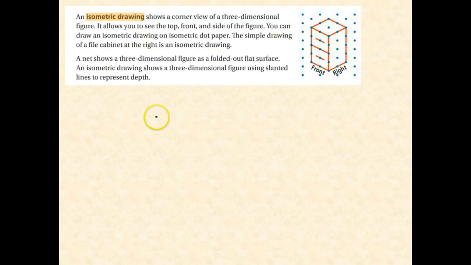So while a net showed us a two-dimensional representation where you basically unfold a three-dimensional object, an isometric drawing that you can draw on this isometric dot paper represents a three-dimensional object with slanted lines giving you the depth.